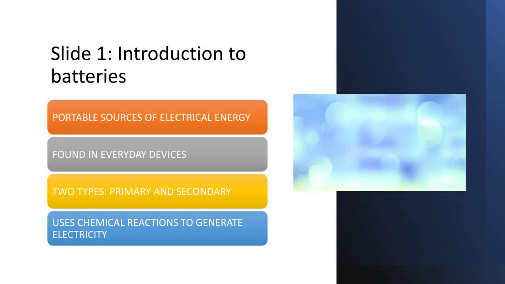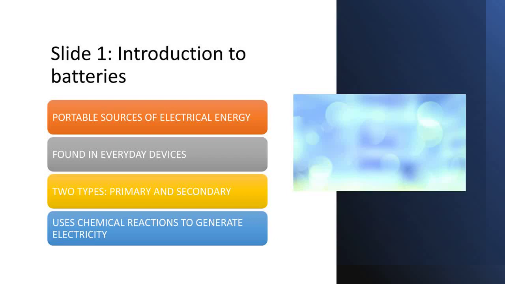Primary batteries are non-rechargeable and are discharged when the chemical reaction is complete. Examples of primary batteries include alkaline, lithium, and zinc-carbon batteries. On the other hand, secondary batteries are rechargeable, and the chemical reaction can be reversed. Examples of secondary batteries include lead-acid, nickel-cadmium, and lithium-ion batteries.